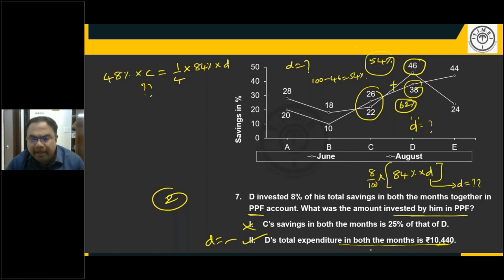Praful, got it? Expenditure in both the months is 10,440. You know savings now. How do you get savings? 84% of D. Then you add these two, 62 plus 54, which is 116% of D. This is their expenditure. It is 10,440. Solve this, I'll get the D value. When I know the D value, substitute here, I'll get the PPF value. Second statement is sufficient. Good.